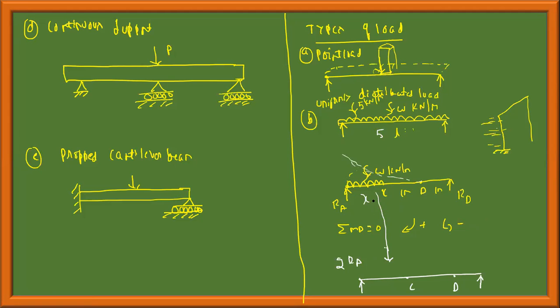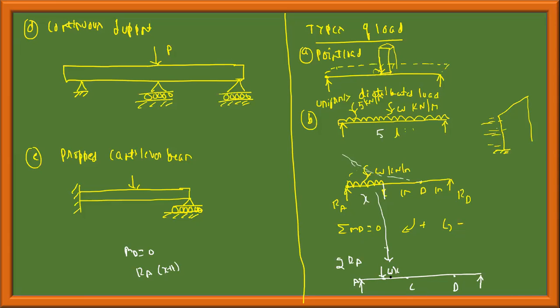Similarly, W kilonewton per meter on a length of X gives Wx, acting at the centroid between the locations A and C. This is W into X. When taking the moments, moment about D is equal to 0. I will take RA into X plus 1. Simply I am telling you, not taking the exact value, but you should understand.